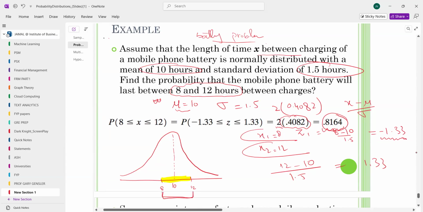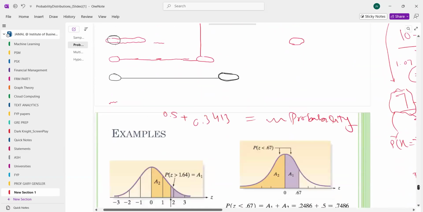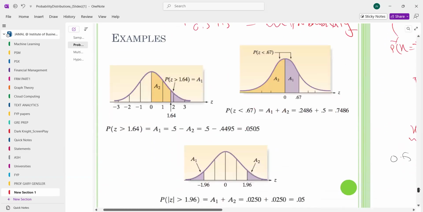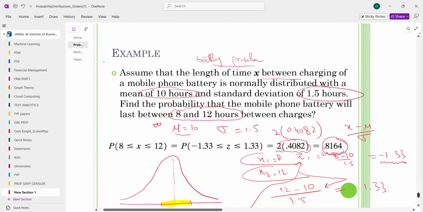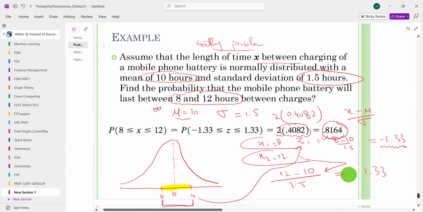8 and 12. And how do we know that? We knew it by calculating the z-score. We first calculated the z-score, and then we went back to the table and came up with the probability, right?